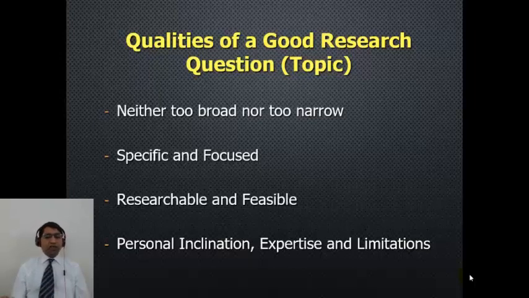Another thing: if you are more inclined toward gender issues, some people are feminists, if you want to explore gender issues, you feel more motivated, you feel more interested in the topic, go for that. Because of your motivation, because of your passion, you'll be able to carry out a lot better research than if something is simply imposed upon you. So your inclination is very important. Expertise, what I talked about earlier, very important. Limitation, some of them I talked about in the previous point.